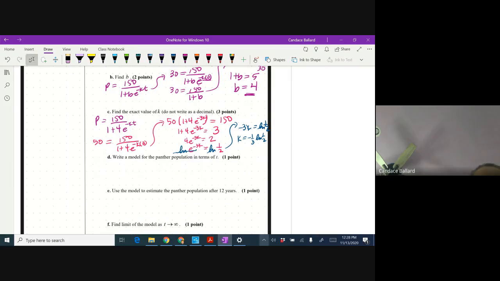All right, for our model, all you have to do now is plug that K in. So it's going to be 150 over, I guess I am going to do this part, 1 plus 4e. Now, we ended up with a negative here, so it's going to be a negative 1/3 natural log of 1/2 times t. So that's our model. To get the population after 12, you're just going to plug 12 into the model.